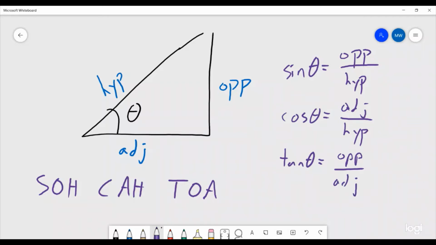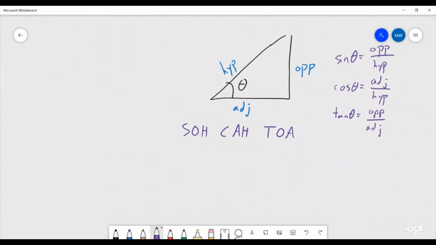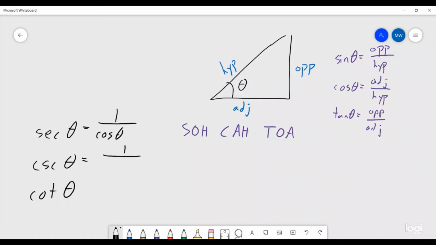And so using these, we are able to write down a few formulas that we can use to figure out the other 3 trig functions. The other ones are secant of theta, cosecant of theta, and cotangent of theta. Well, secant is 1 over cosine of theta, cosecant is 1 over sine of theta, and cotangent is 1 over tangent of theta. So if you can remember that, that's going to help you figure out all of the different things that you would need.